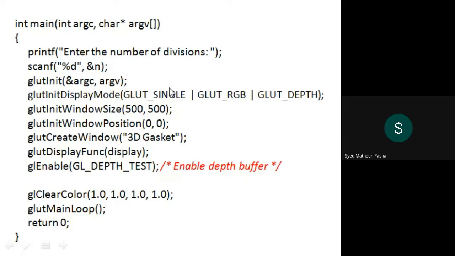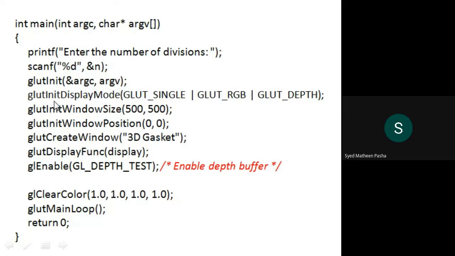As we know, the main function starts with argument count as well as argument vector as the parameters. First, in the first stage, I'll ask the user to enter the number of divisions. With the help of scanf, you are retrieving the value from the user. Now, if I give one here, you can give any values from 0 to n. So this is used to take the value from the user, that is from the keyboard. Then I will be initializing the GLUT library by giving argument count as well as argument vector.